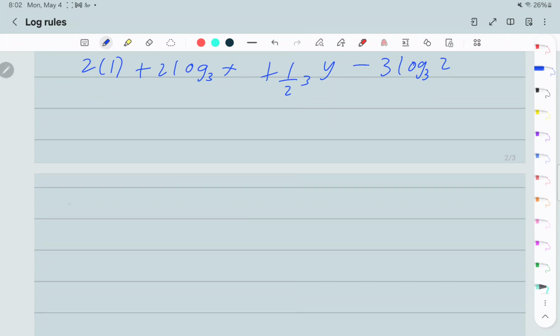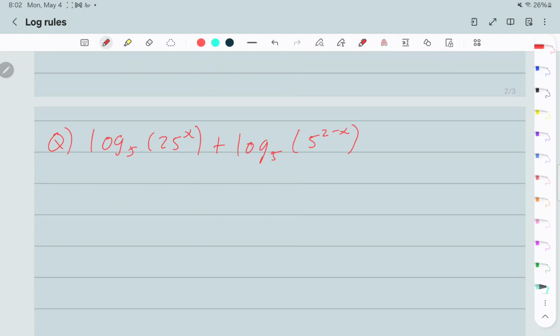Another thing they can ask you is something like maybe this: log base 5 of 25 to the x plus log base 5 of 5 to the power 2 minus x, and then they simply say simplify this.